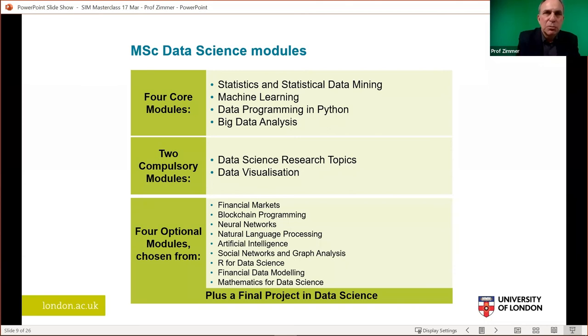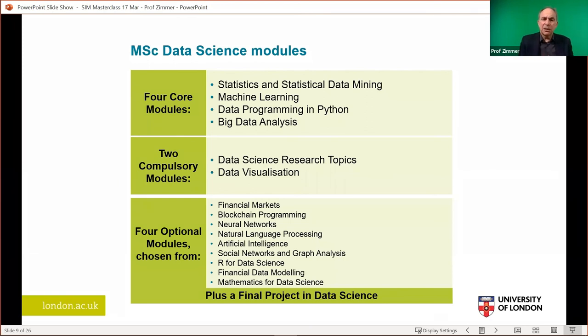Machine learning, you learn many of the standard techniques in machine learning. Big data programming is in Python. That's the introduction to Python, but it's very focused on data applications. Big data analysis is among the big tools. You learn how to use the tools that people use in industry, like Hadoop, how to think about big data and how to use contemporary tools to deal with it.